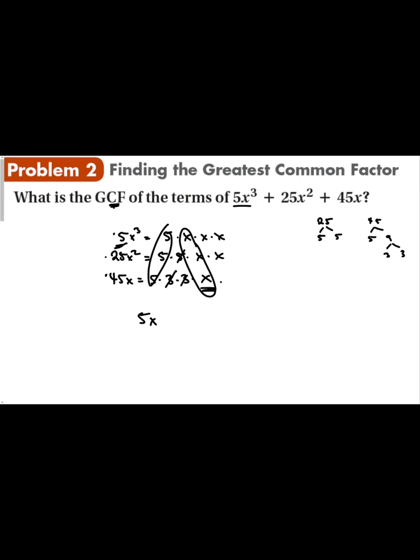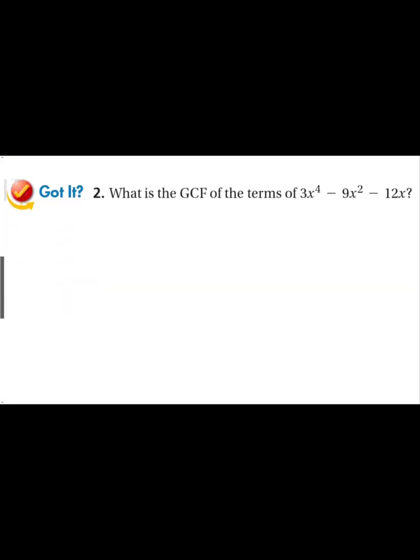For variables, we take the smallest degree of any common variable, right? So this bottom term just has 1x. That is the greatest x that we can have in our expression. So numbers, biggest number that divides into everything. Variables, smallest degree.